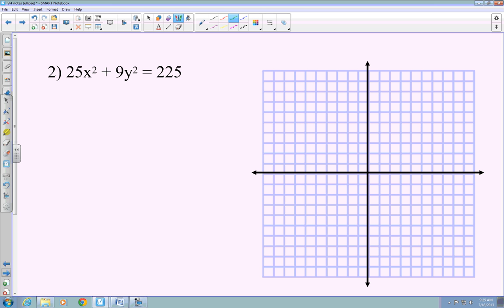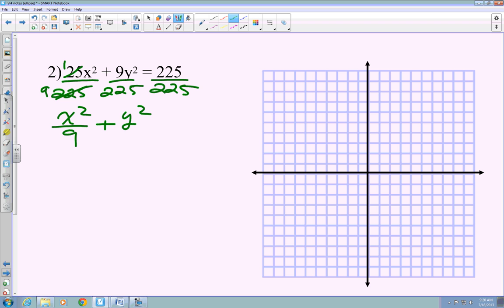Okay, I have 25x squared plus 9y squared equals 225. What is the first thing I need to do? Divide by 225, because it has to be equal to 1. So, how many times does 25 go into 225? 9. So 25 goes in there once. It goes in there 9 times, so I get x squared over 9. So if that's the case, how many times does 9 go into 225? 25. y squared over 25.